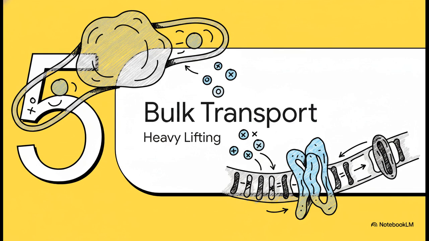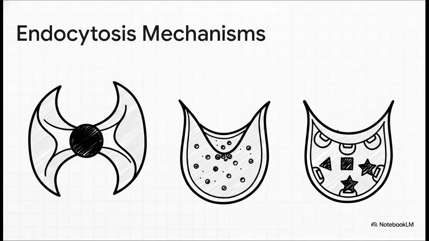Okay, on to our final section, Section 5, Bulk Transport. Heavy lifting, moving massive cargo across the border. Sometimes things are just too big for a tiny protein channel. The cell actually has to package these huge items in vesicles. Let's quickly break down the 3 distinct methods a cell uses to swallow bulk material from its environment, a process called endocytosis. First is phagocytosis, or cellular eating.